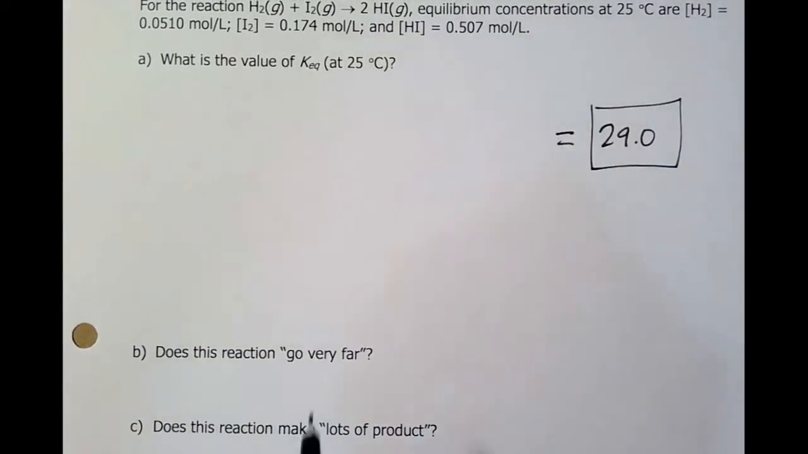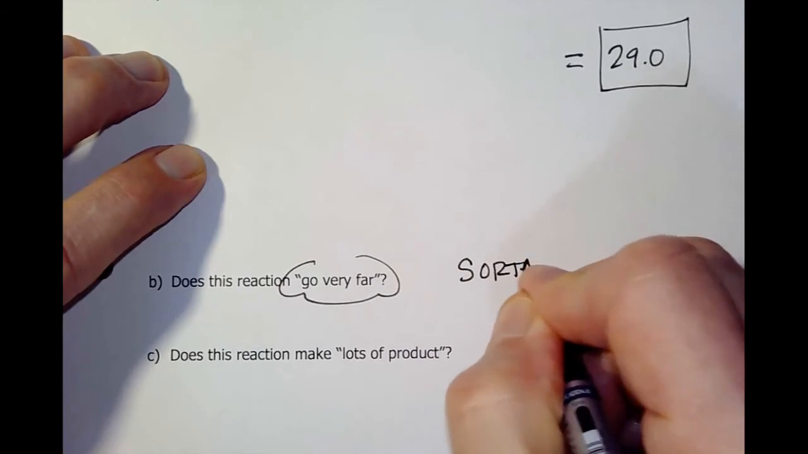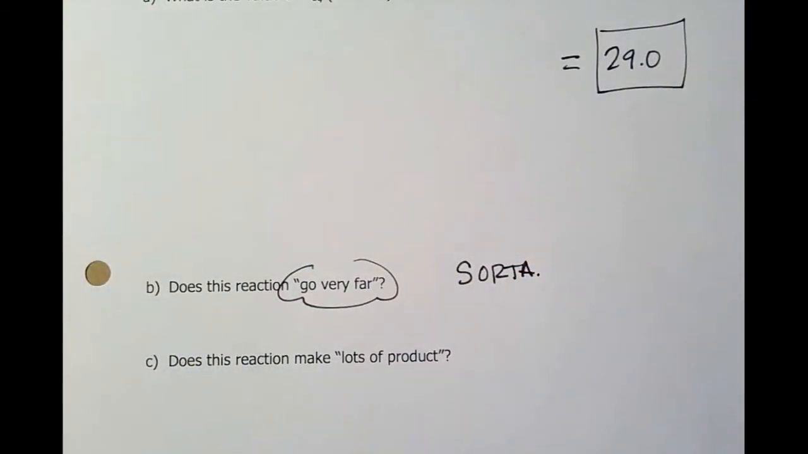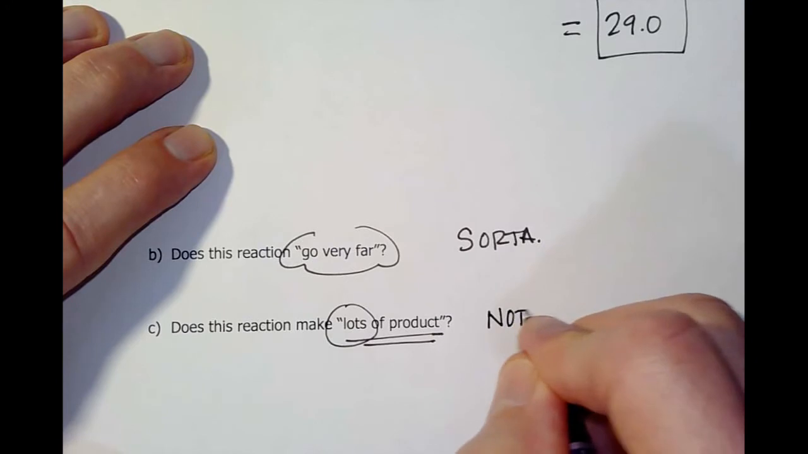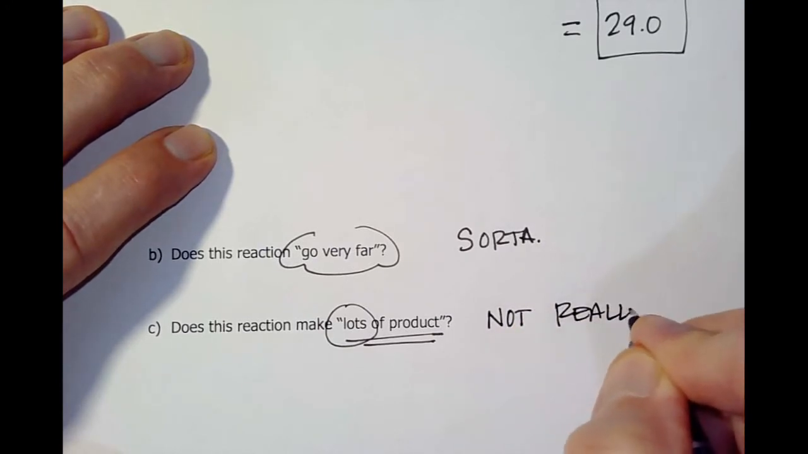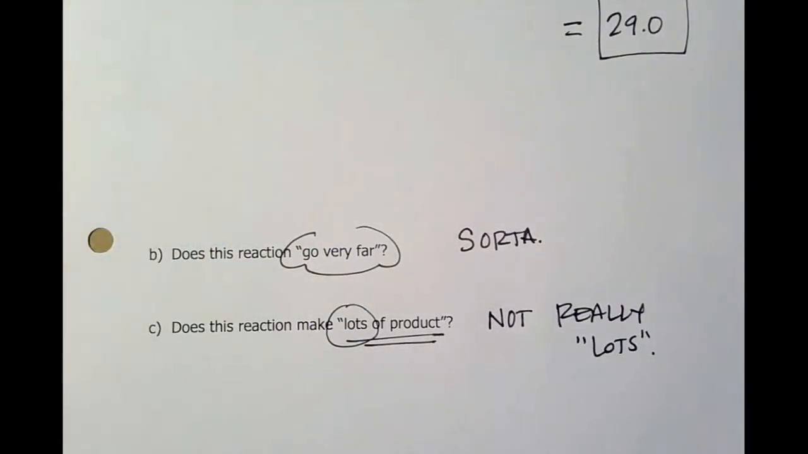Now, the question is, so what? Is 29 a big number? Does it go a lot? Is that a little? What does that really mean? Well, I'm going to say 29. Does it go very far? I don't want to get too technical, but yeah, sort of. And does it make lots of product? Well, I would say not really lots. Well, then let's sort out K. Let's come up with some criteria for looking at K on page 7.24.